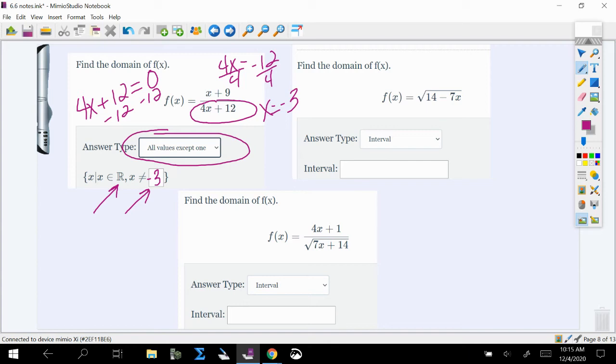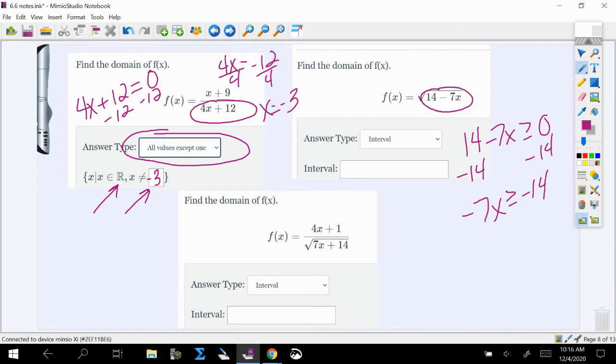The next section you're going to have to do is the ones that have a square root. You need that square root to be greater than or equal to 0. So you're going to solve for x, subtract 14. So we get negative 7x is greater than or equal to negative 14. Divide by negative 7. Now, if you divide by a negative number, you do have to flip your inequality. So my domain is that x has to be less than or equal to 2.